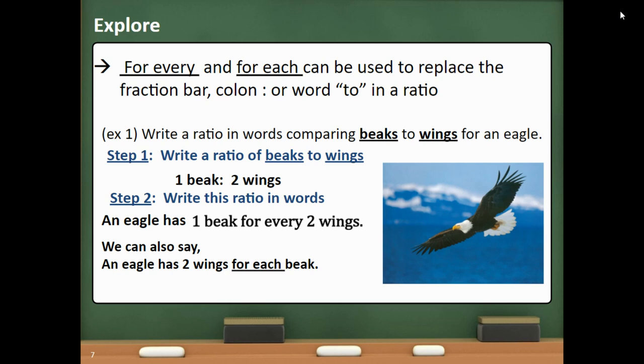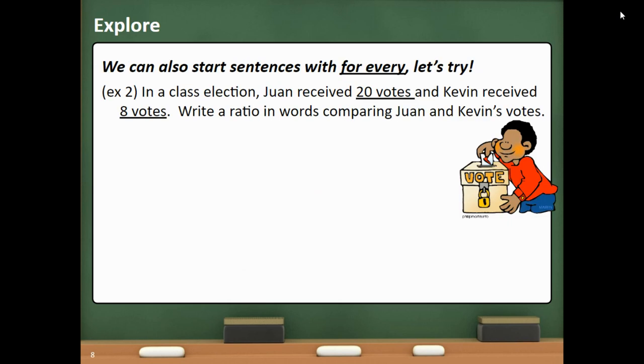What's the difference between using "for every" and "for each"? You can pause right here and think about it for a moment. "For every" is used for plural things like more than 1 wing. That's plural, so 2 wings for every 2 wings. And "for each" is used for singular. There's 1 beak, so it's for each beak. We can also start sentences with "for every."